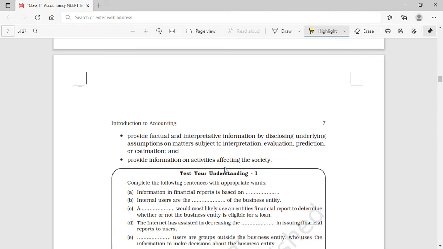Okay, to provide factual information by disclosing underlying assumptions on matters subject to interpretations, and also provide information on activities affecting the society.